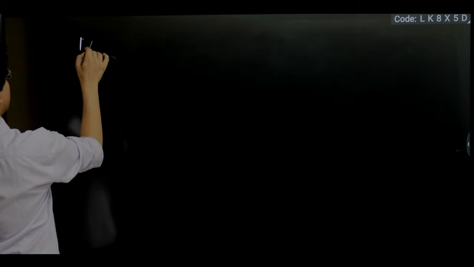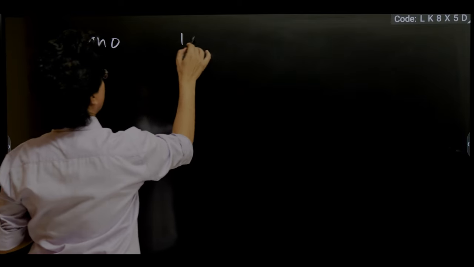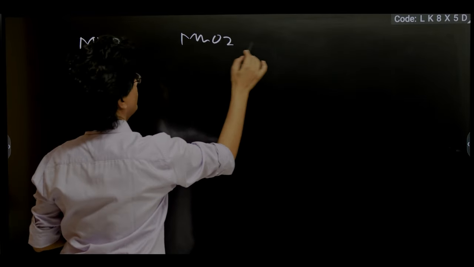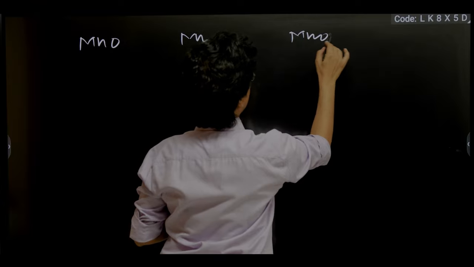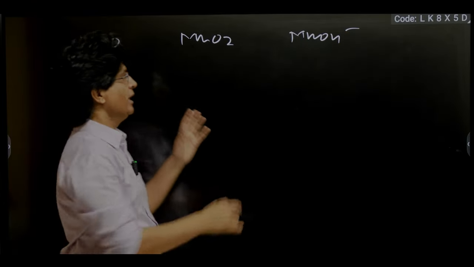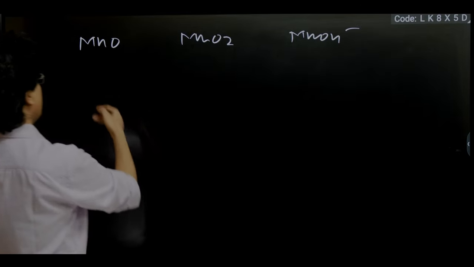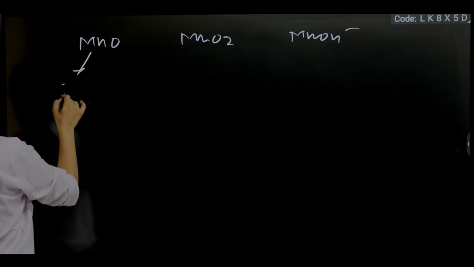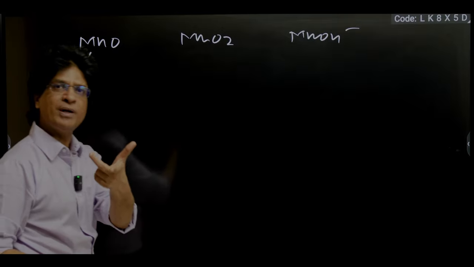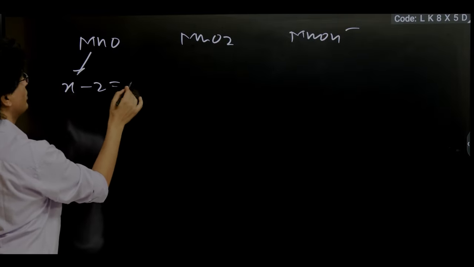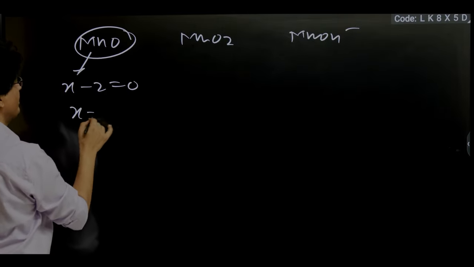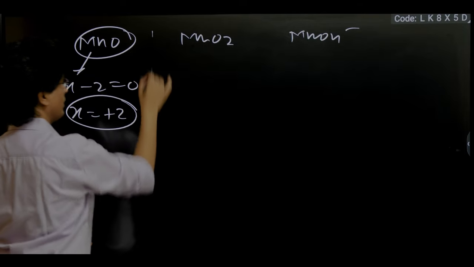So let's do some more questions. Say we are having MnO, MnO2, and MnO4 negative. Let's see how to find the oxidation number of Mn, manganese, in these compounds. Let Mn be X. Oxygen in general is how much? Minus 2. X minus 2 is equal to 0. It's a neutral compound, so X will be equal to plus 2. Yes or no?